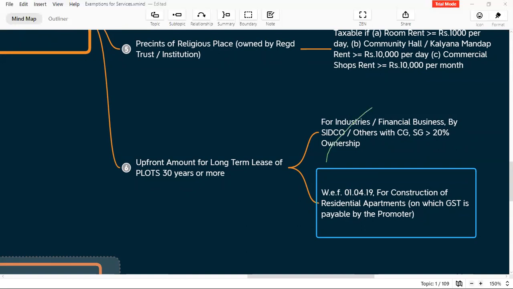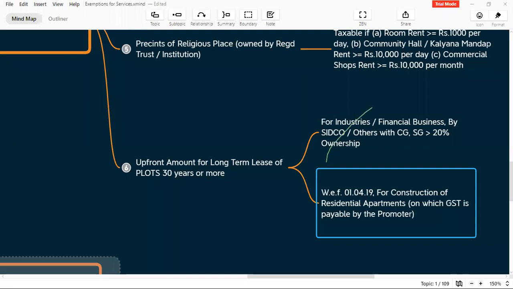So how will the construction happen? The government also says if the construction happens and the building is sold after the construction is over, then no GST. If the building is sold under construction, then GST will apply. This is for the builder.